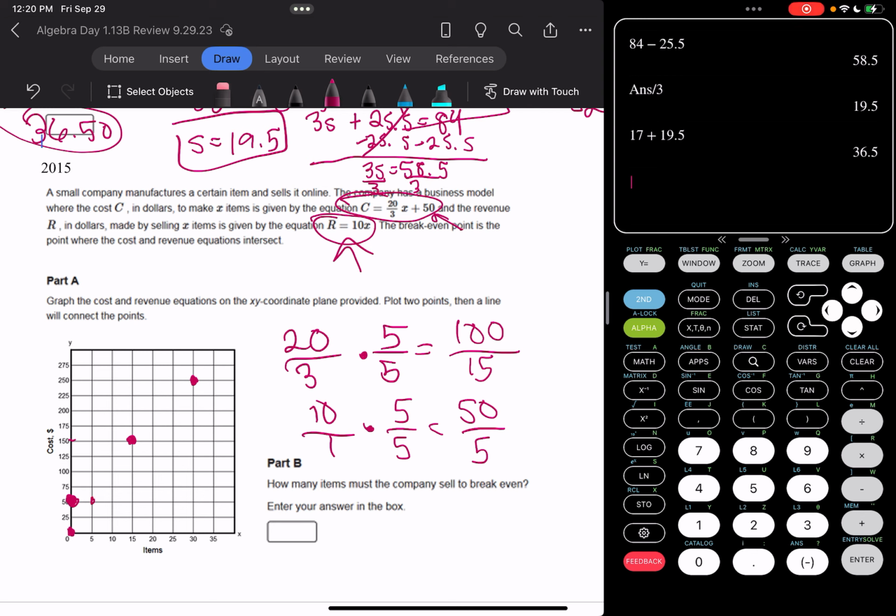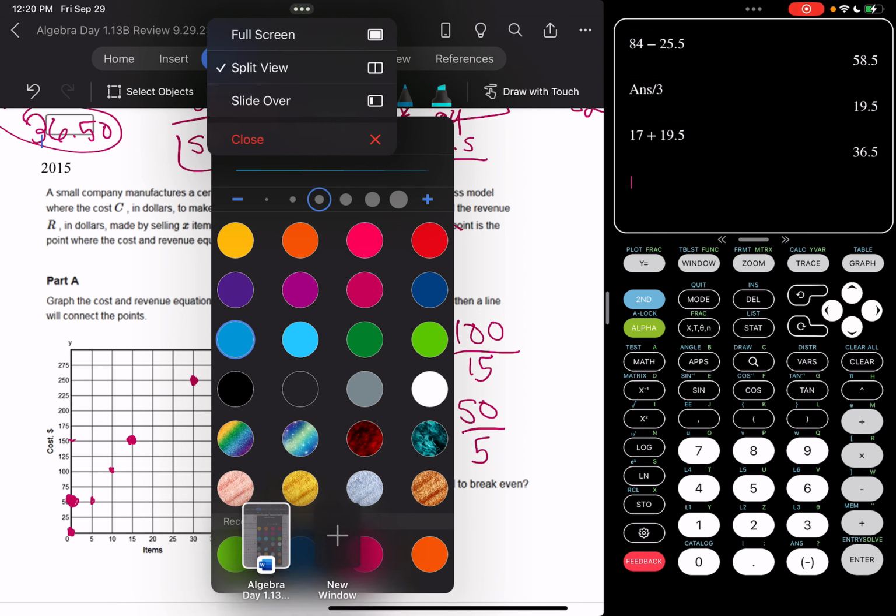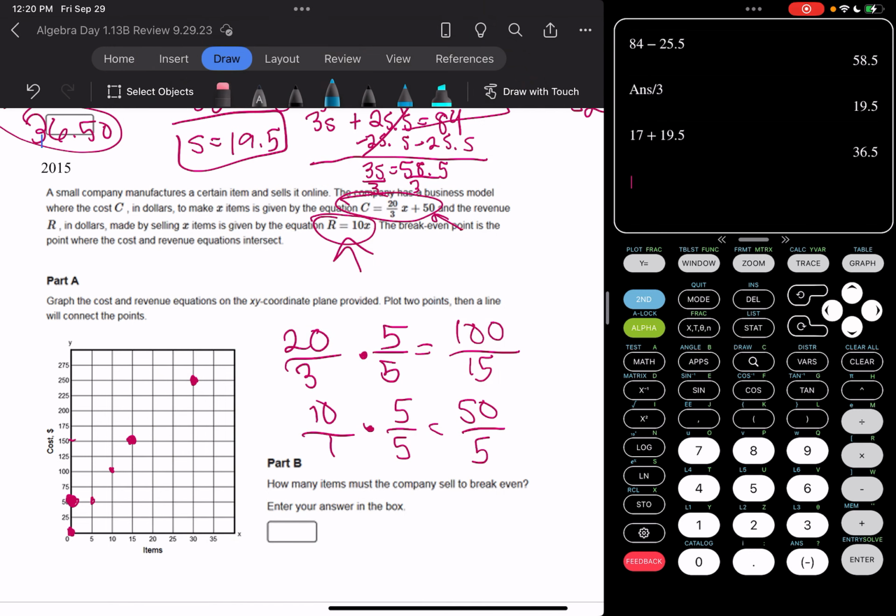Let me use a different color actually. Let's do blue. So here, up 50 over 5, up 50 over 5. And we see already this is where they intersect. Up 50 over 5, and so forth. Now you can see, if I draw my line here, and then draw my pink line to connect these other dots, this is where they're going to intersect.